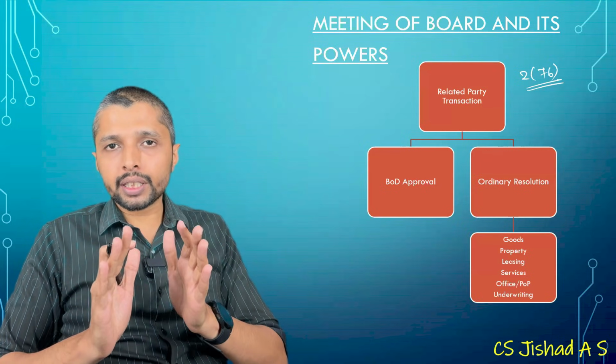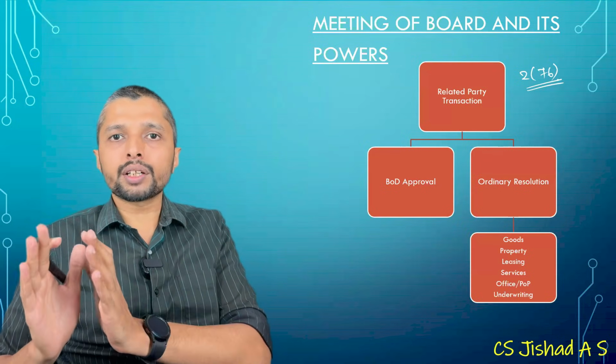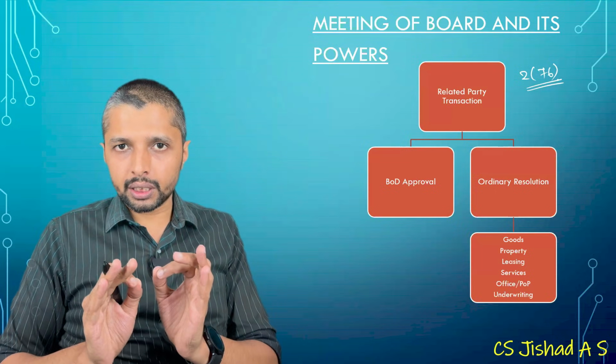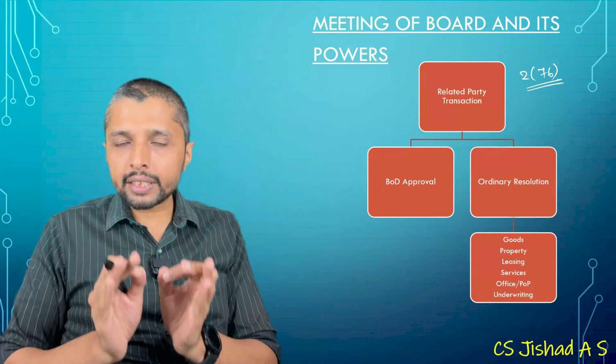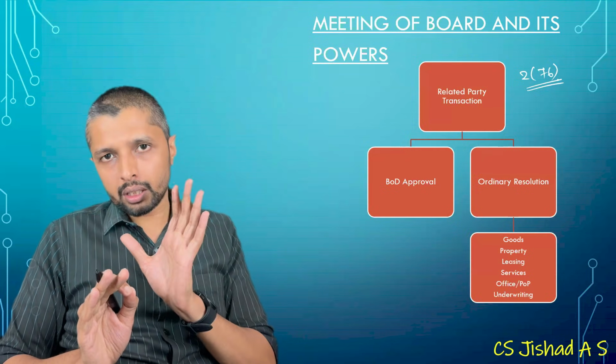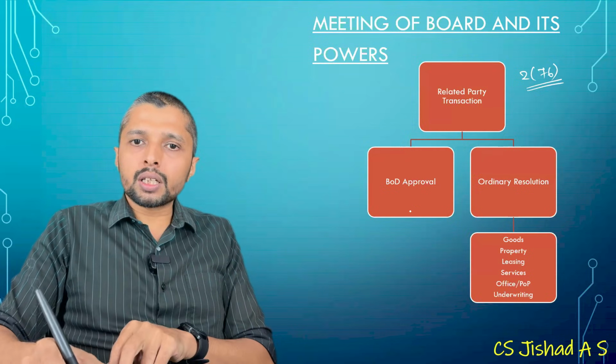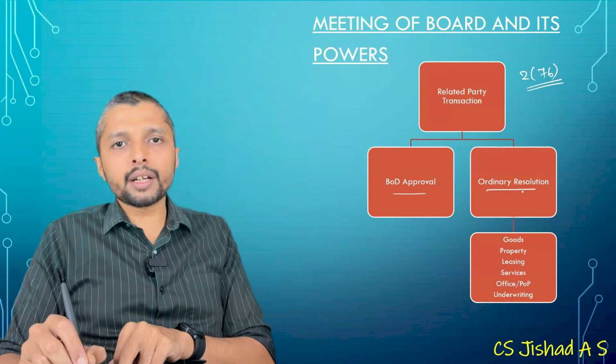There is no provision in the Companies Act which specifies that related parties should not transact with the company. Related parties can transact with the company, but only with approval. There are two kinds of approval. One is board approval. Number two is ordinary resolution.